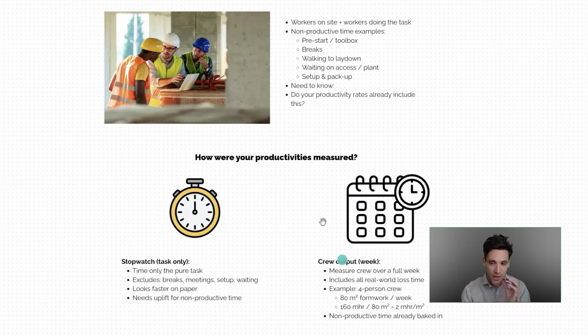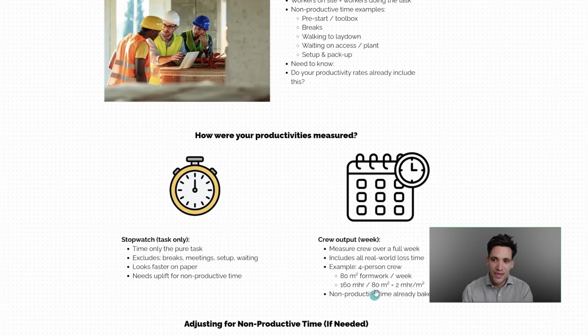This is the method that makes way more sense to me and I think is way less error prone because it includes non-productive time in that. So the productivity rate includes non-productive time. So say a 4-person crew puts up 80 meters squared of formwork. They each worked 40 hours per week. The production rate you would get is 2 man hours per meter squared, but this already has non-productive time baked into it. It's factoring in setting up, packing up, putting rubbish in the bin, lunch breaks, all that stuff.